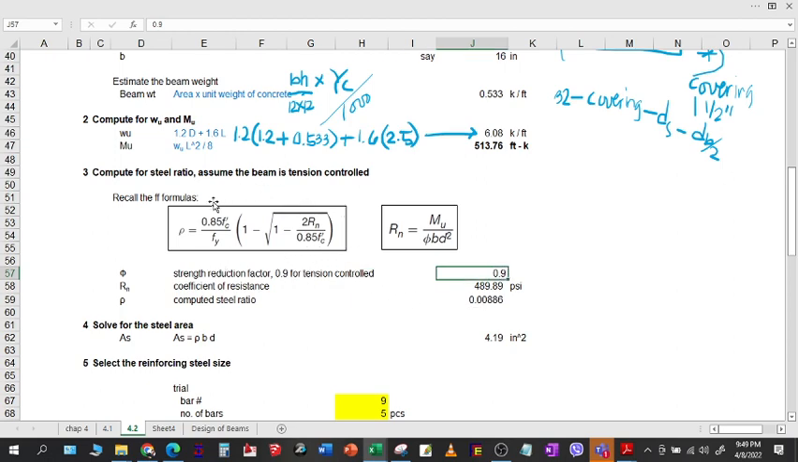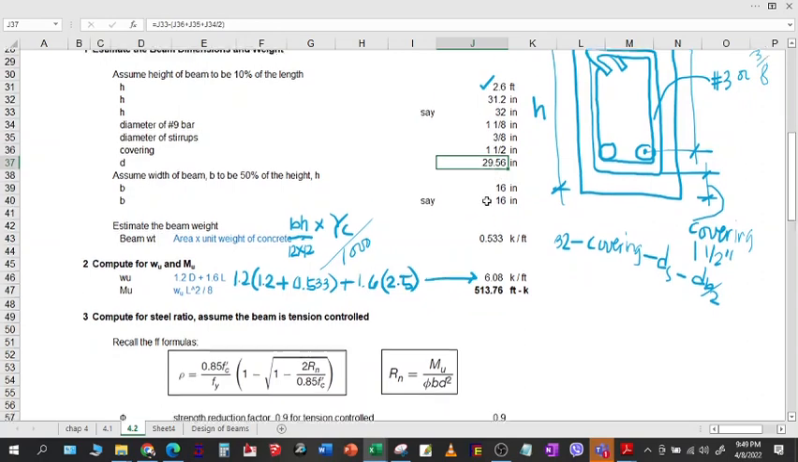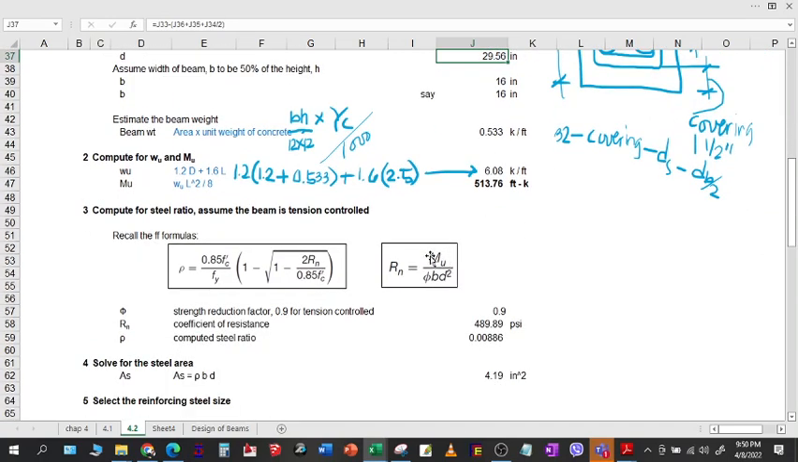And then try to recall these standard ACI formulas. We have the formula for computed steel ratio and the formula for coefficient of resistance, or Rn. So let's first solve for Rn using this formula. Plug in the value for mu, plug in the value for phi, which is 0.9, and b 16, and d is a decimal place, which is 29.56 squared. Just make sure that the units of mu are converted back into pounds and inches. Okay, so that you can get a unit of PSI. So therefore, this mu here, multiply it by 12 and 1000. Okay? So you get this value.